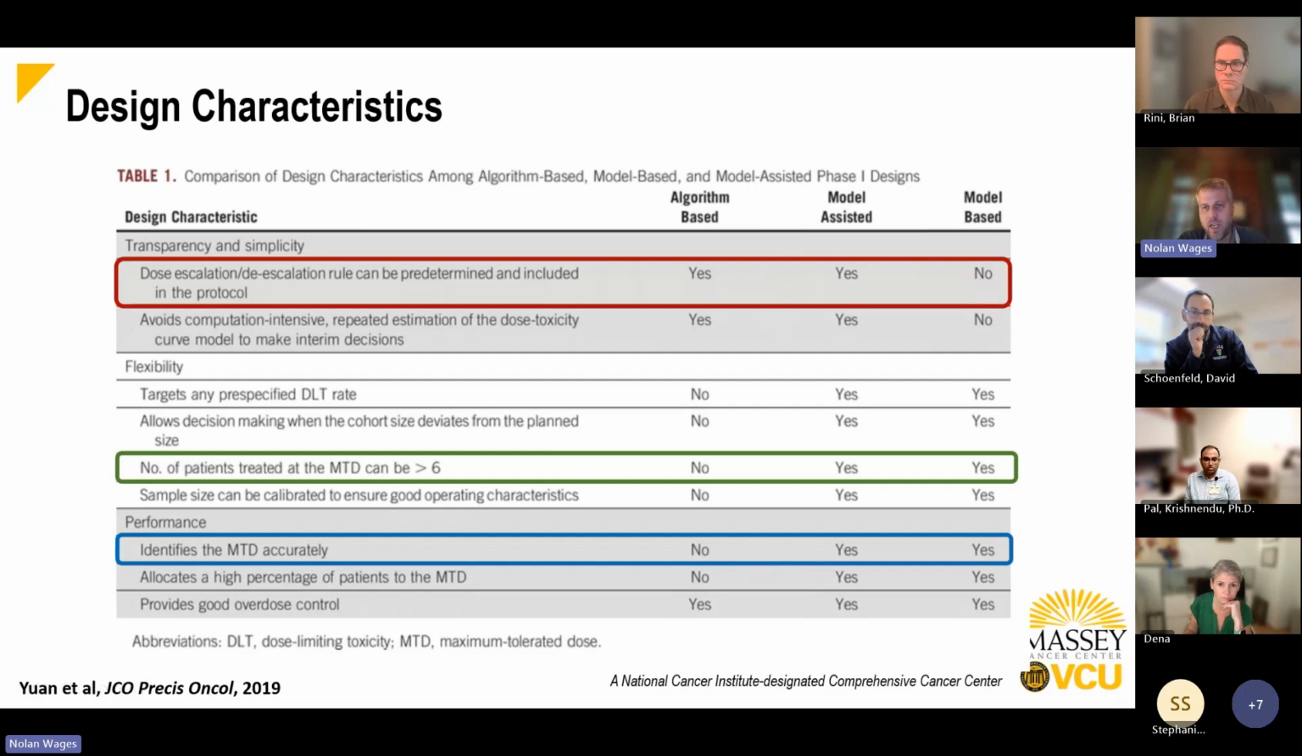In short, the reason for that is that you're using all of the data at every dose level throughout the trial to make decisions. And in model-assisted and algorithm-based, you're just using the data at the current dose level. So that creates a little more complexity with the model-based design, and you're not able to include all of those rules in the protocol. The number of patients treated at the MTD can be greater than 6 with model-assisted and model-based designs, but not with 3+3. And identifying the MTD accurately, again, that's our goal, right? If we want to find the MTD, we want to do that with some accuracy, and model-assisted and model-based do that a lot better than an algorithm-based design.